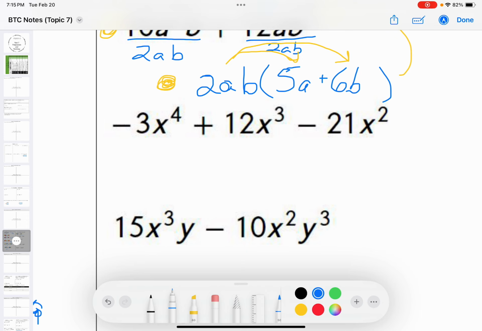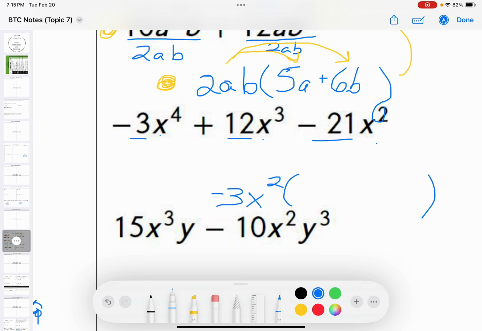All right, the next one I've got -3, 12, and -21. I need to find the greatest common factor of those, which is going to be -3. And we'll talk about that in a second. But 3 goes into 3, 3 goes into 12, 3 goes into 21. X's, I've got an x and an x and an x in all 3 terms of this trinomial. I can take out x to the 2nd as my greatest common factor of those.